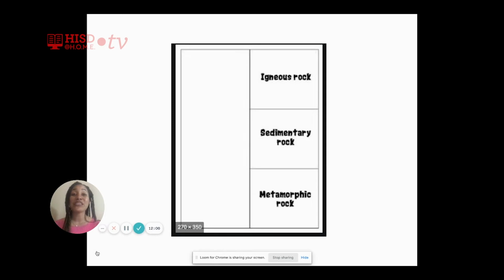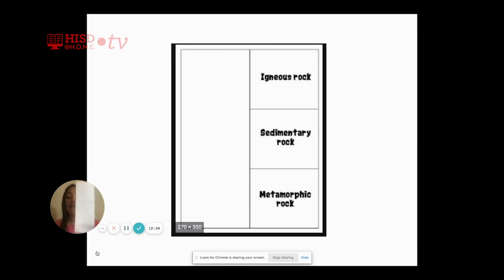And the first thing we're going to do is create our foldable. So you are going to fold your paper hot dog style, so long ways. And then once you fold your paper hot dog style long ways, you want to grab a marker and divide it into three sections. And to divide it into three sections, you just need to draw two lines. So a line here, a line here. And it doesn't have to be perfect. You can just kind of estimate how to get your three sections.